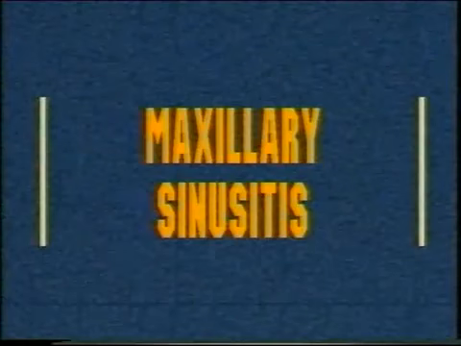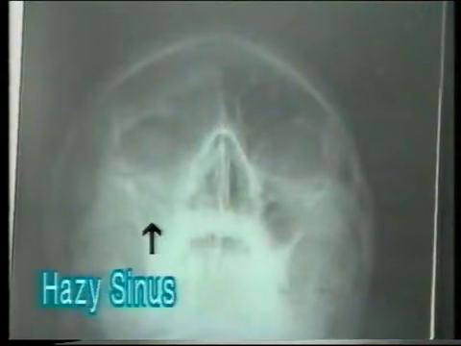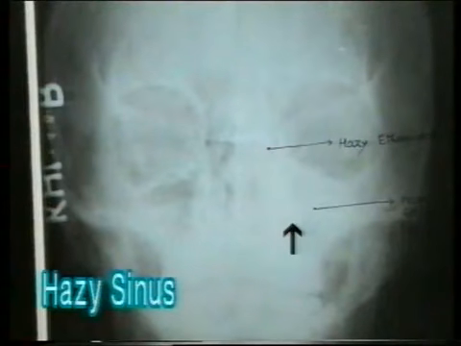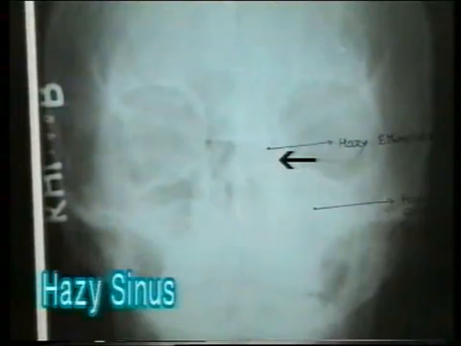This is a Waters' view of the paranasal sinuses. Note the haziness in the right maxillary sinus as compared to the left. This is right maxillary sinusitis. This is a Caldwell view of the paranasal sinuses, showing haziness of the left maxillary sinus. Now observe the space between the two orbits occupied by ethmoidal sinuses. The left ethmoidal sinuses are also hazy, so this is left maxillary and ethmoidal sinusitis.